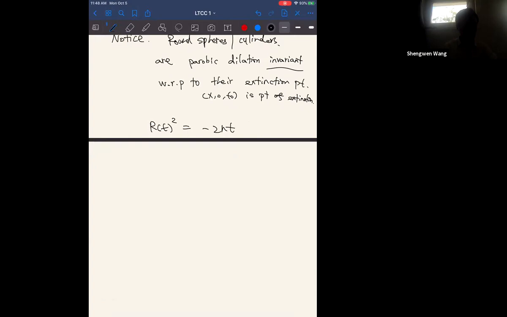We will see later that if a flow is parabolic dilation invariant with respect to zero, zero, then the flow evolves just like the sphere by self-similarly shrinking. We will call such a thing a self-shrinker. We'll get to that probably in the second lecture. These are important examples because they are the model for the singularities of mean curvature flow. At singularities you can do a zoom-in procedure and see that they asymptotically look like such special solutions with symmetry. Okay.